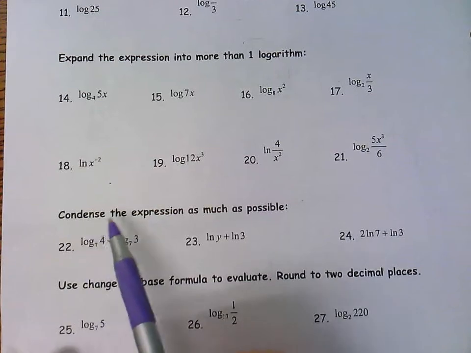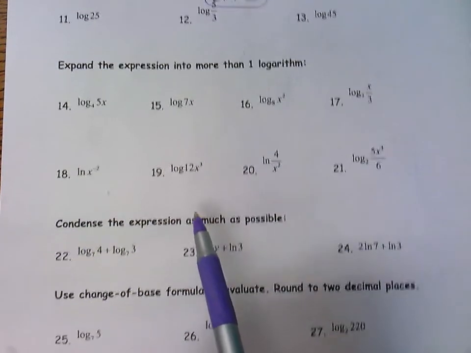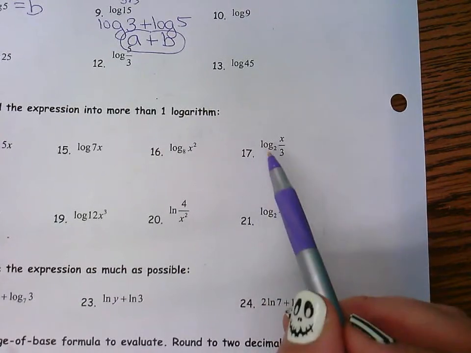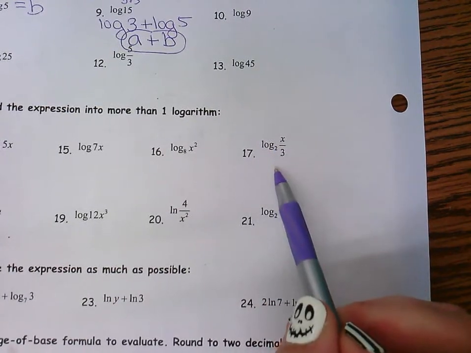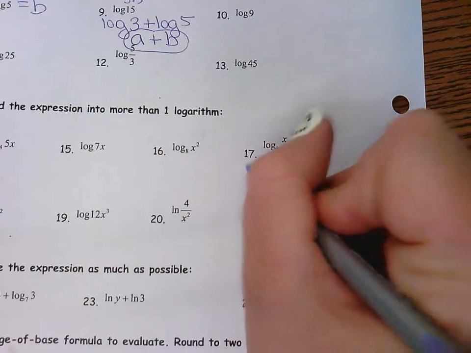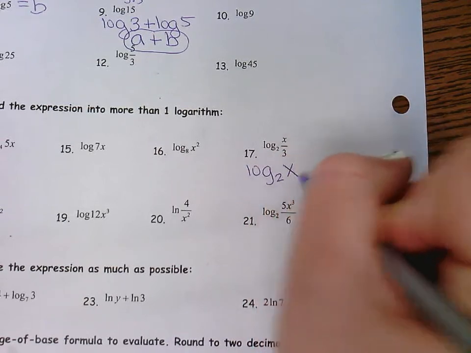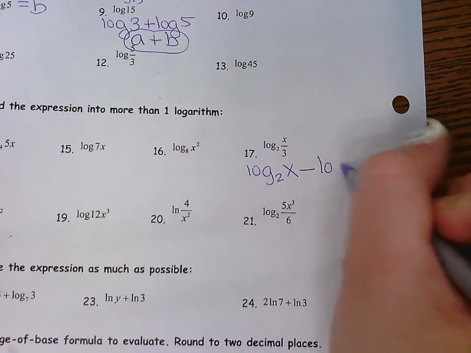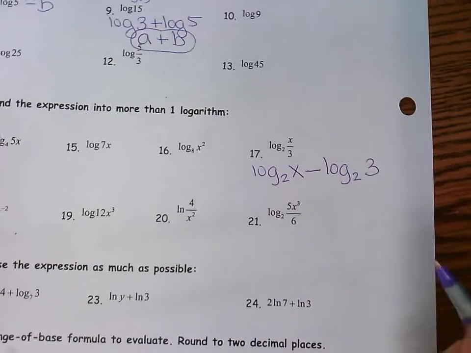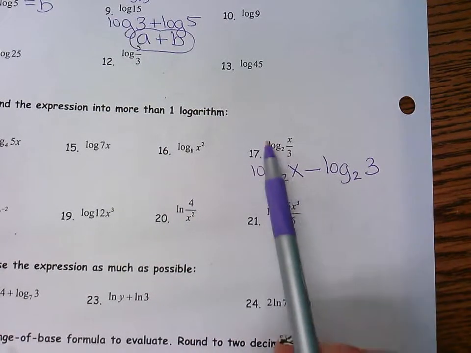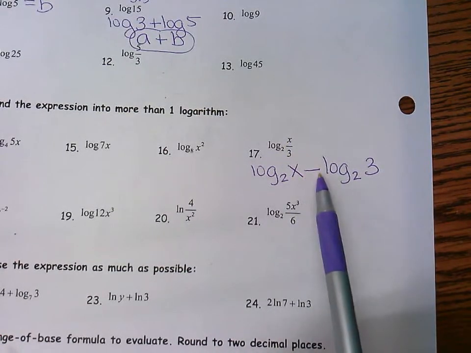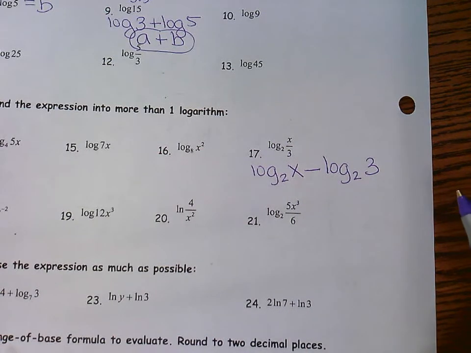And in number 12, they want you to condense the expression, so just practicing the properties. Let's do 17 instead. If you're dividing and you want to split it into 2 logs, you still have a base of 2, but you're subtracting the terms. So the log base 2 of x minus the log base 2 of 3 would be splitting it up into 2 different logs.